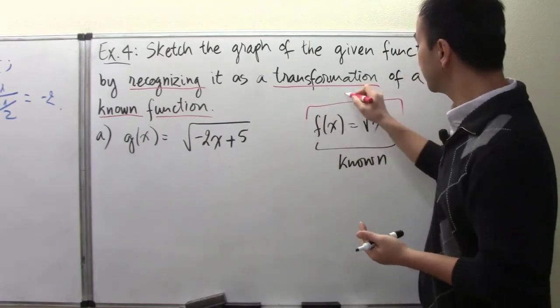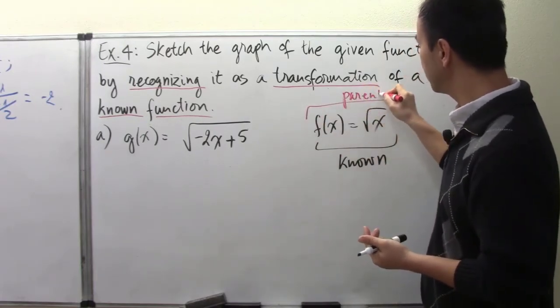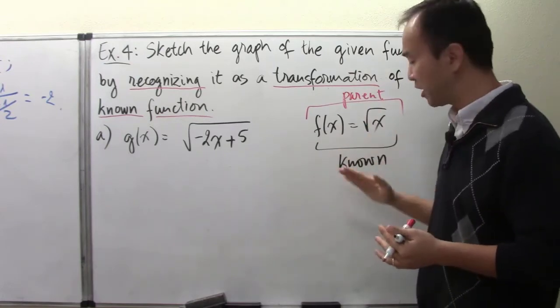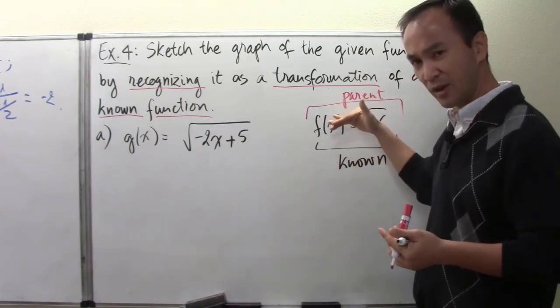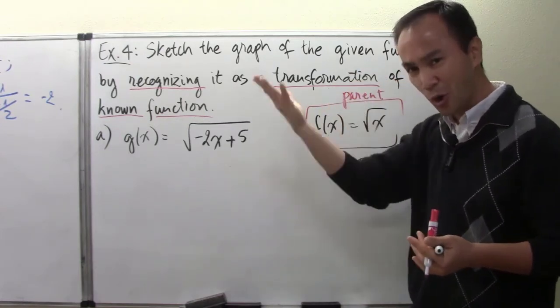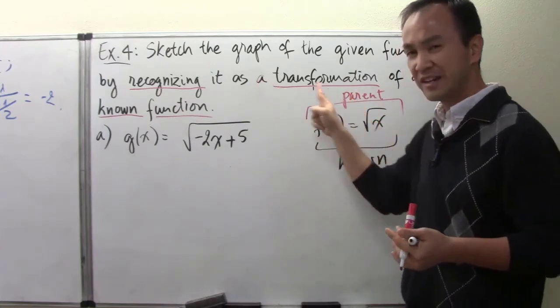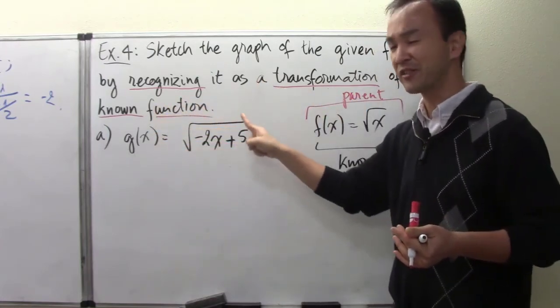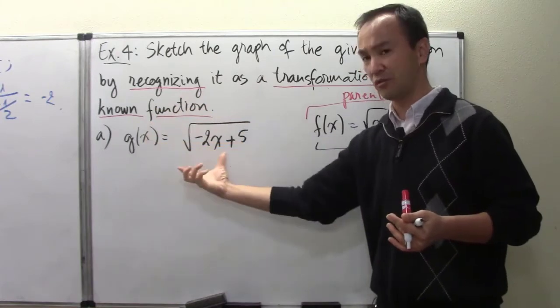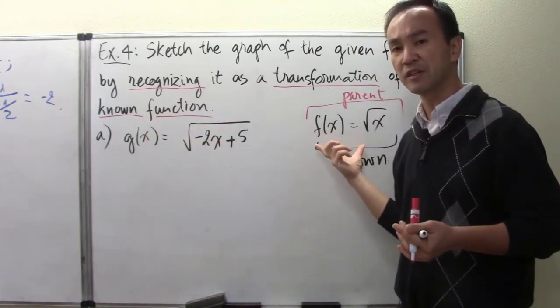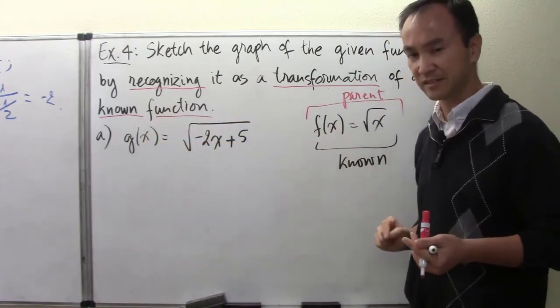So once we recognize this known function, tentatively the idea is that we want to see this as the parent function. Right now the goal is we want to see this as the parent function, and we want to start making that connection of how g can come out as a descendant function from this parent function. That's the part right there.